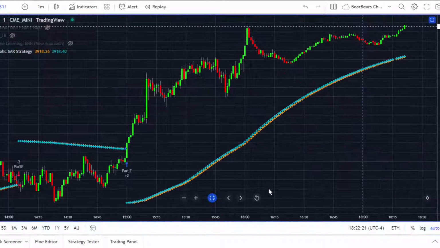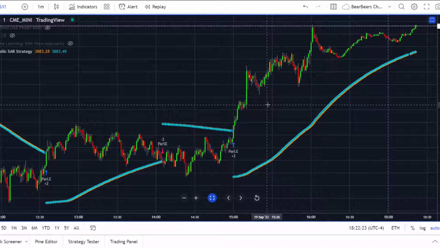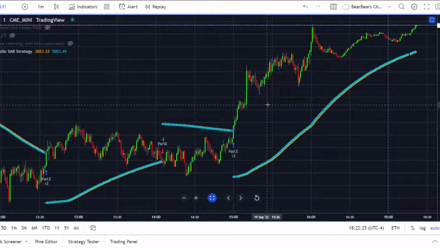Hope it does. So with that, I hope you learned something new about the Parabolic SAR indicator, how it works, its strengths, its weaknesses, and one or two things that you didn't think it could do.